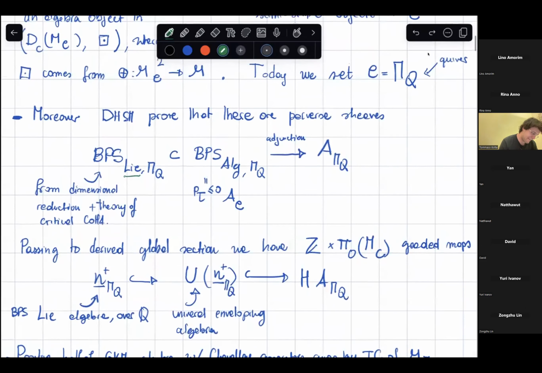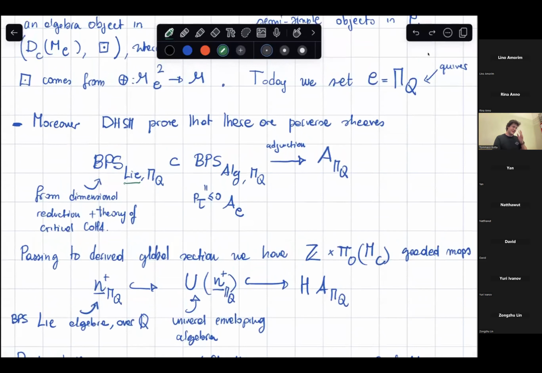So it is, their construction is very cool and abstract, at least from my perspective. But it would be interesting to understand more about this BPS Lie algebra. And today's goal is really to dig into this subject.